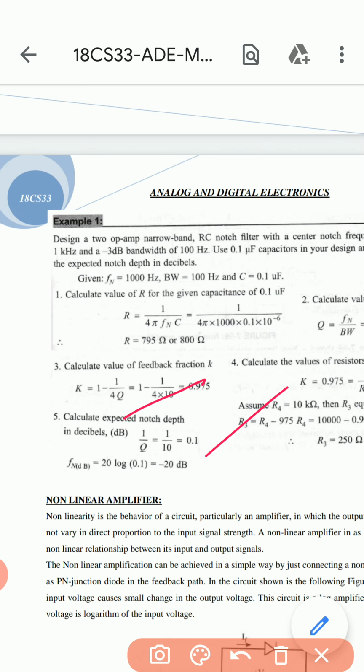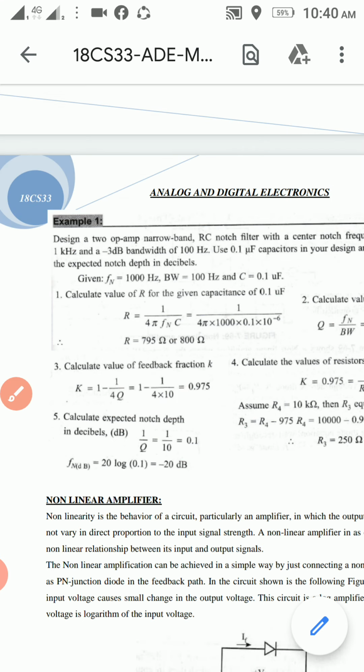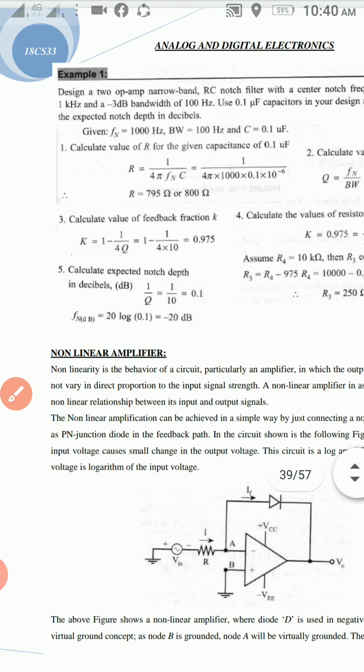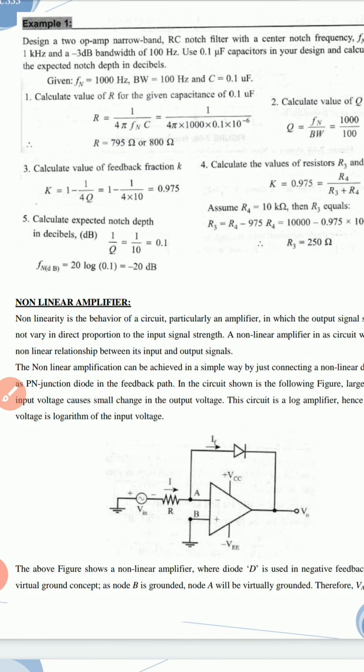Okay, next we'll see the non-linear amplifier. So what exactly is a non-linear amplifier? Non-linearity is the behavior of the circuit where the output doesn't depend linearly on the input signal. If there is a change in the input, that change does not occur proportionally on the output side. There is some difference, so we need to call it non-linear, because the output does not vary linearly with the input signal.